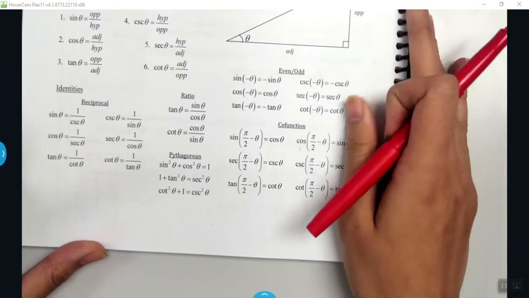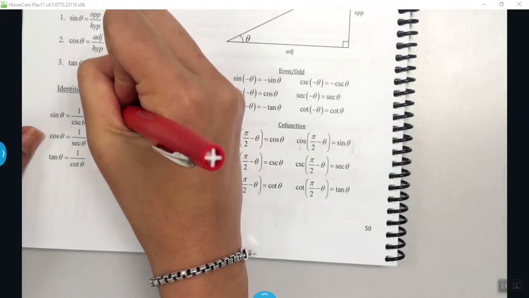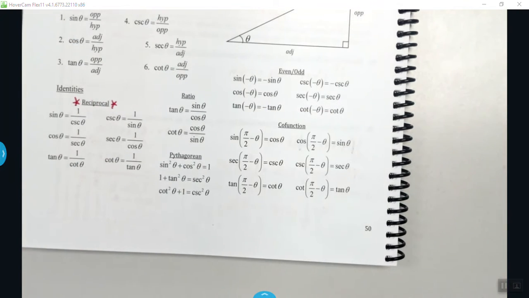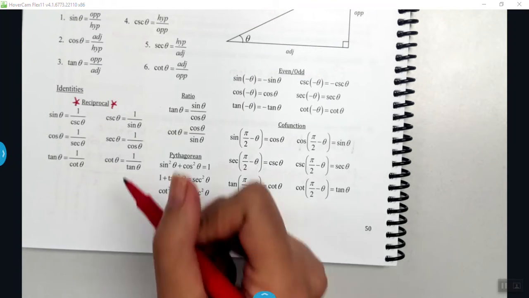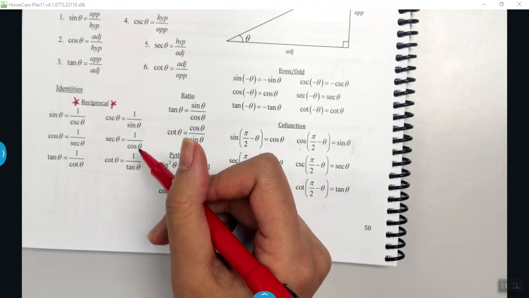You gotta remember these ones. Pretty small. Reciprocal, easy, right? Piece of cake. You remember those? Come on. Cotangent's 1 over tangent. Secant's 1 over cosine. Easy.